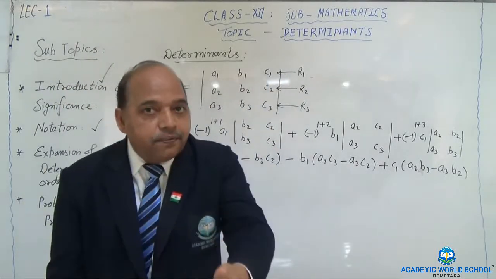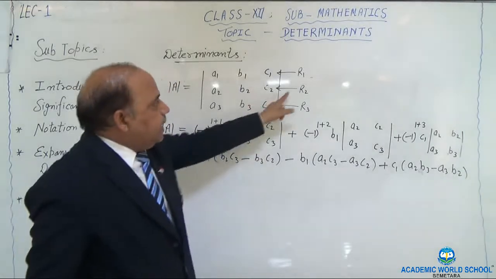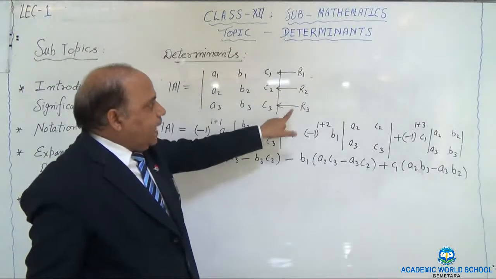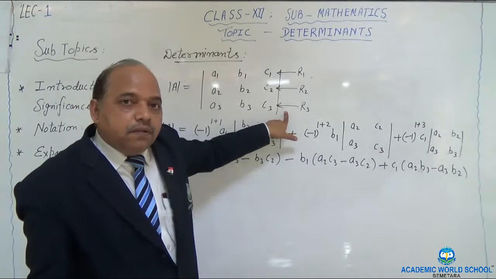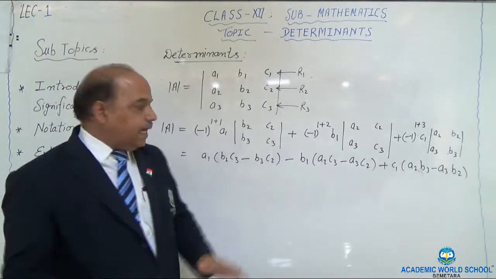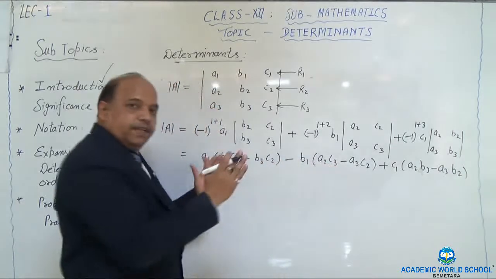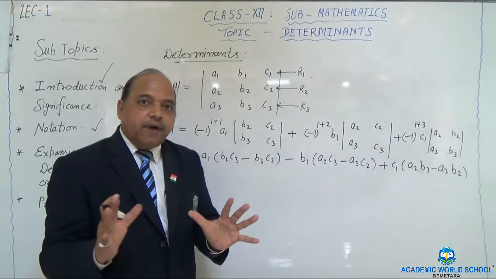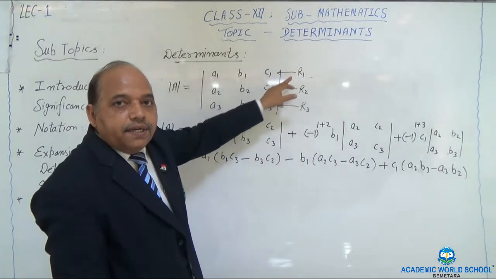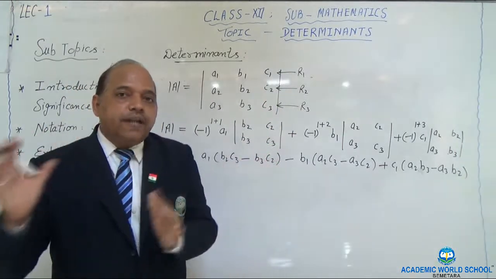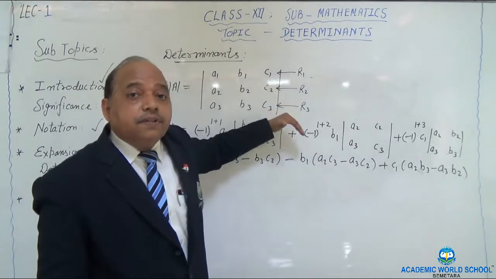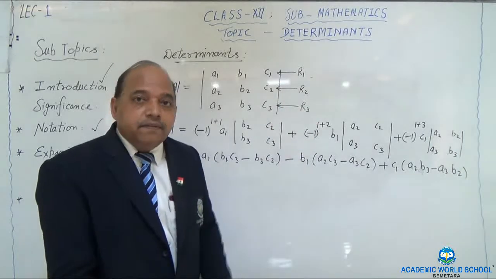Now this is the assignment for you. You have to expand about the second row. Then see what will happen if I expand it about the third row. After writing that, collect all the positive terms in one bracket and negative terms in another bracket, and you will notice that whether you are expanding about R1, R2 or R3, those values will remain the same. It means it is independent of the row about which you are expanding.